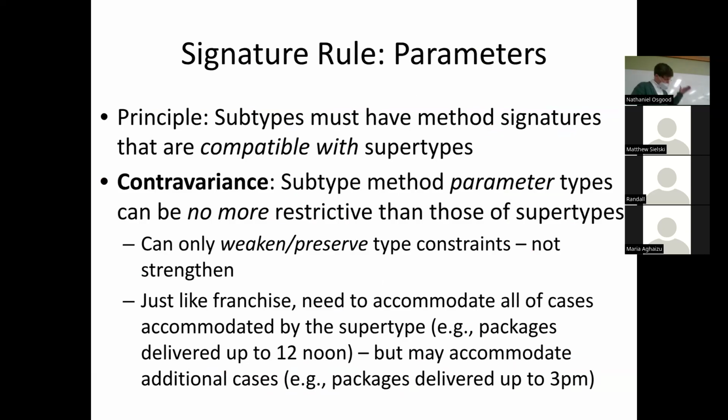Parameters vary contravariantly as you go down. The parameters go down the subtype hierarchy. The parameters can become more and more general, can become supertypes. For the return values and the exceptions, as you go down the subtype hierarchy, they can be increasingly restrictive subtypes. That's fine.